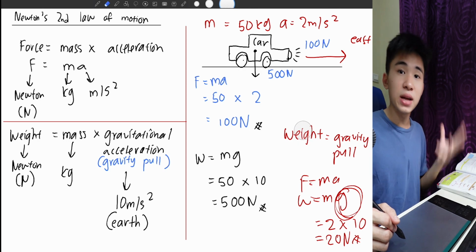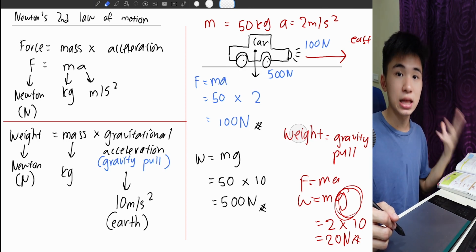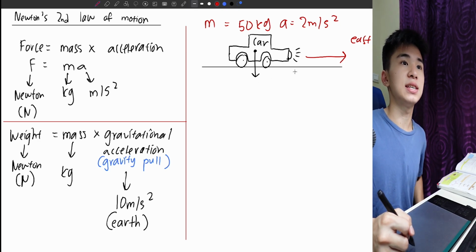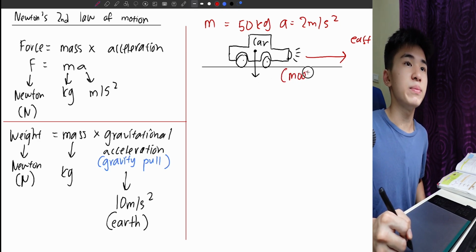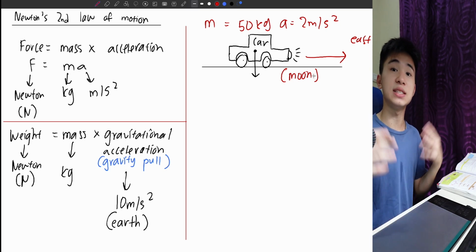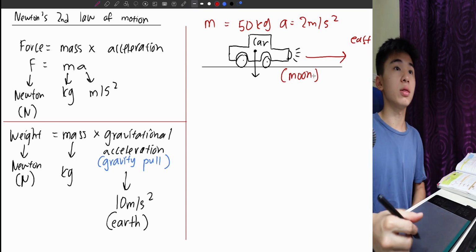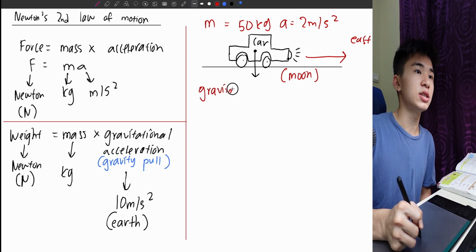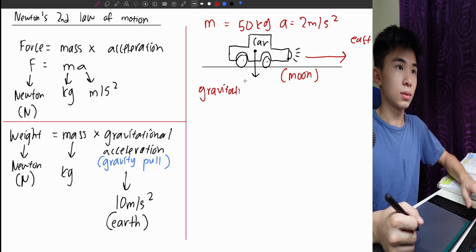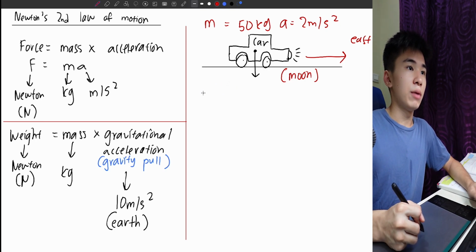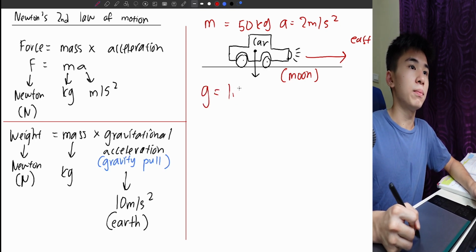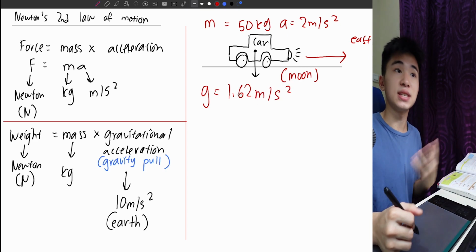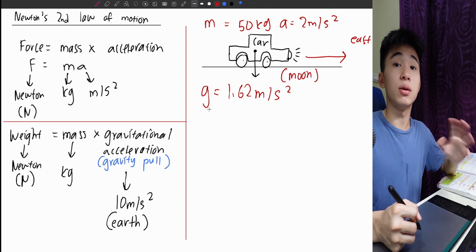In a different planet, you will have a different gravitational acceleration, right? Right now this car is on the moon. Just imagine this car is not on Earth, it is on the moon. The gravitational acceleration of the moon, g, is going to be 1.62. If you search this on Google, it is 1.62. So right now, let's calculate the weight of this car.